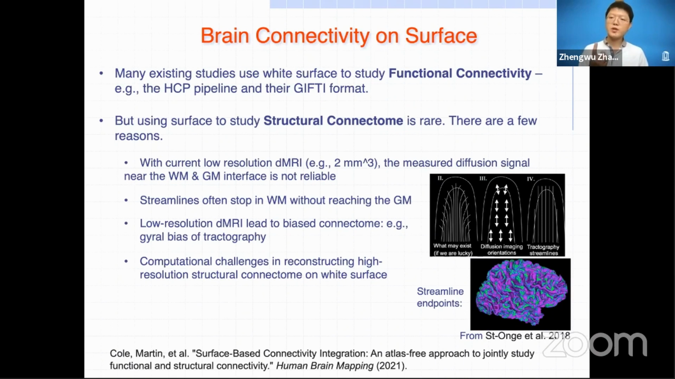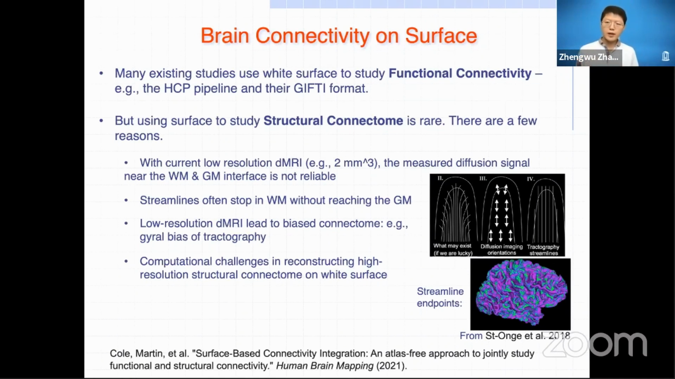So it does not really reach the surface, and there's no way you can build connectivity from this white matter or streamlines because of this. And also you often get a biased connectivity because of the gyral bias in tractography.